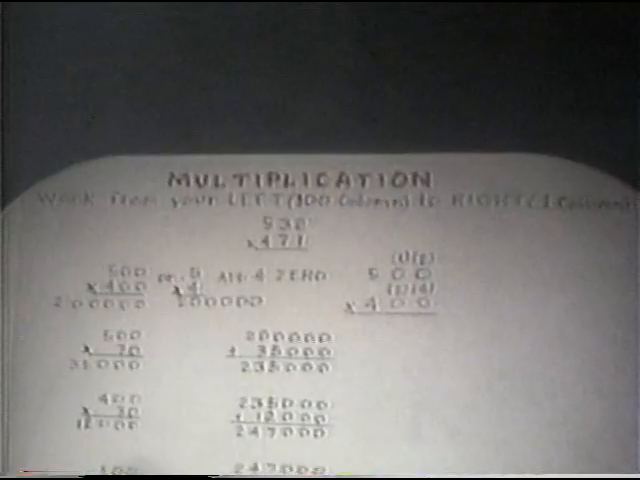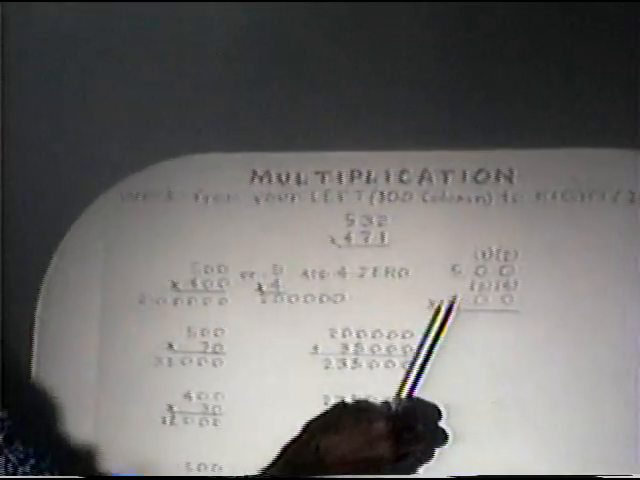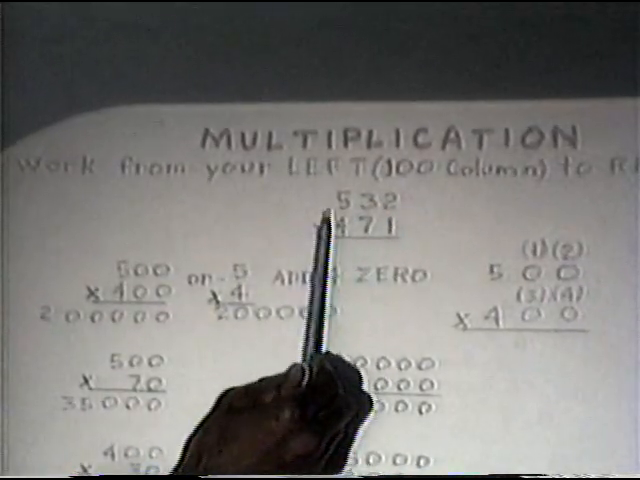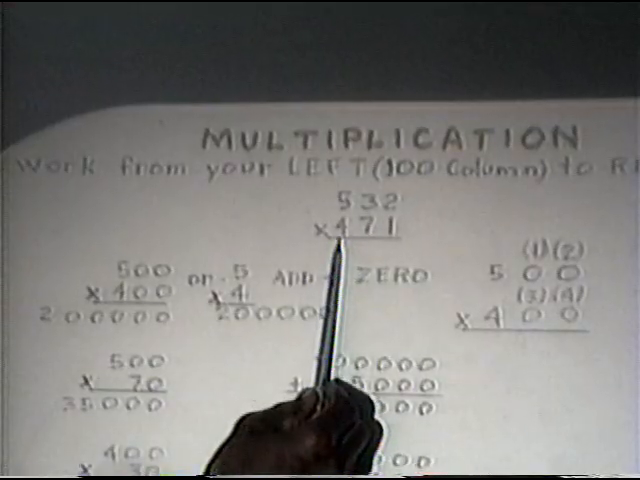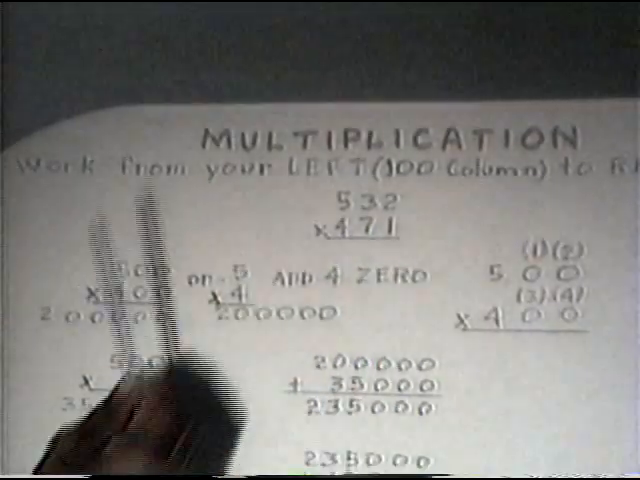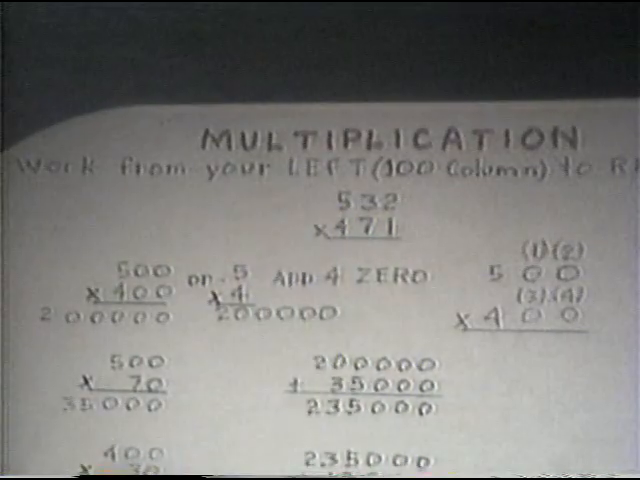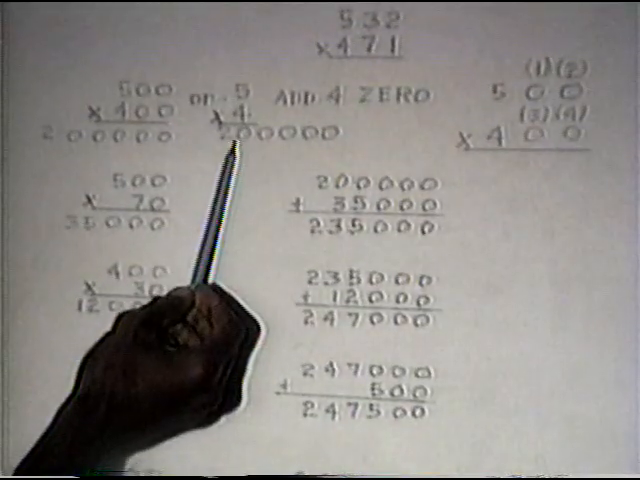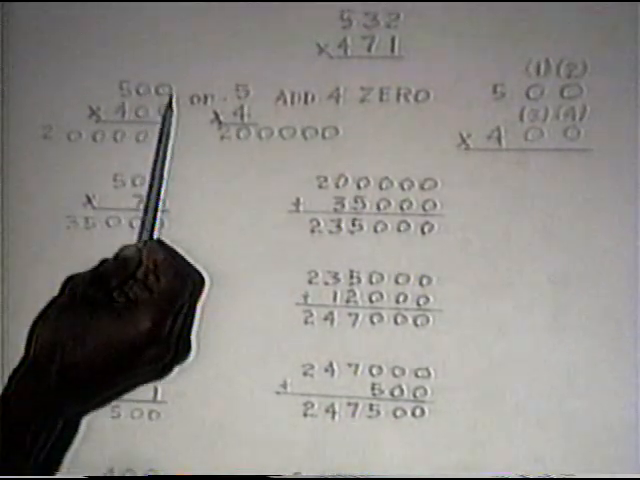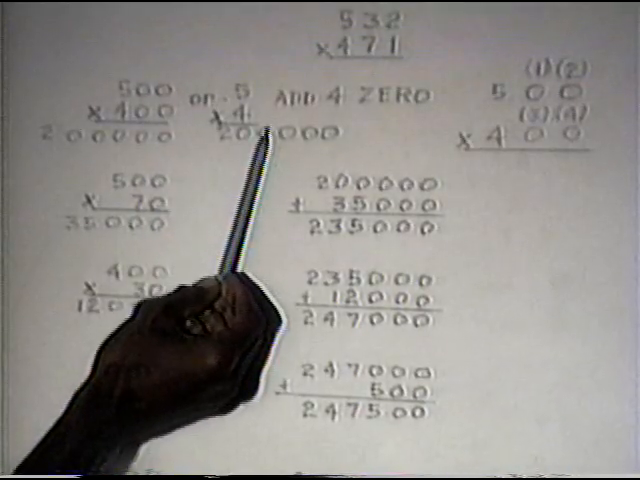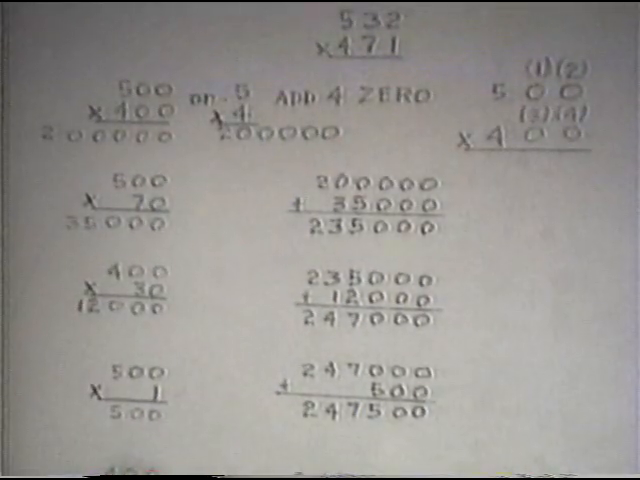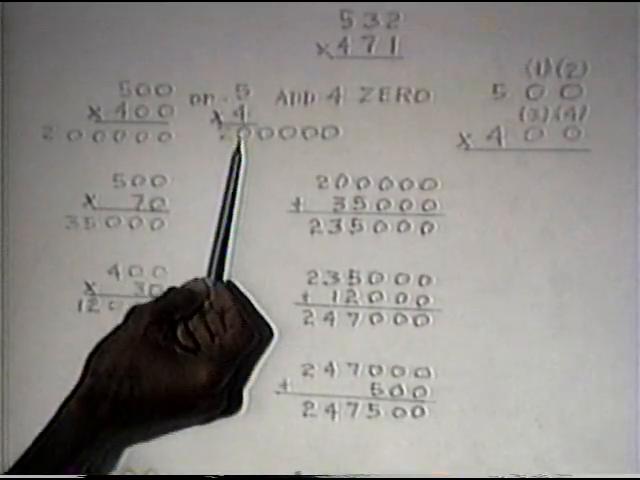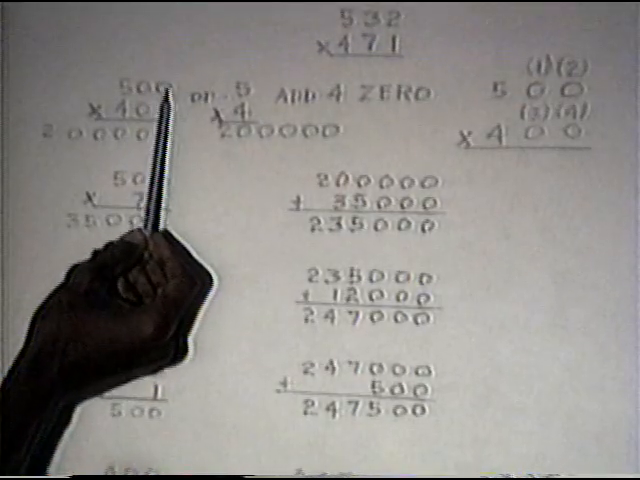The first thing we're going to do is multiply 400 times 500, because this number here is 500 and 32, and this is 400 and 71. So we're multiplying the 500 and the 400. The easy way to do that is to multiply 4 times 5, which gives you 20, and then add 1, 2, 3, 4 zeros.